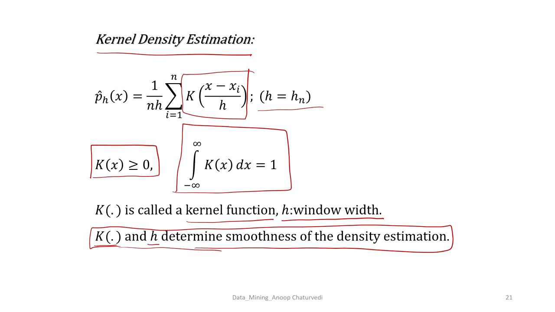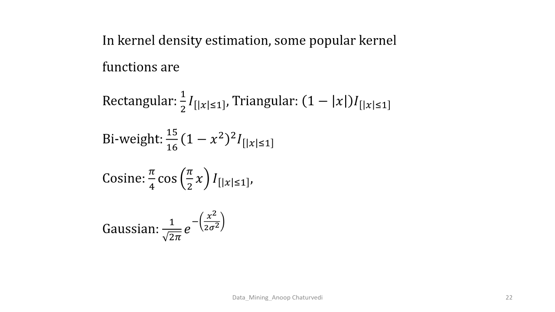But what happens when you take the window width to be very small? Then you may not have any observation in the interval of window width h. So you are not having any information. So somewhere you have to compromise on how much window width you should take.